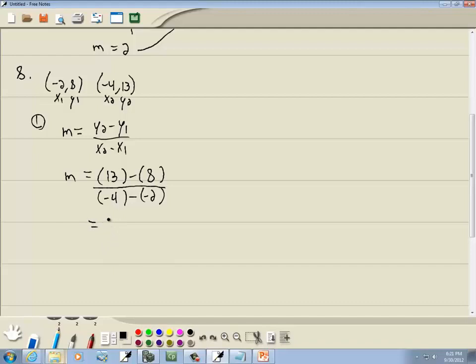Well, up on top, 13 minus 8 gives us 5. And down below, we got negative 4 and then a minus, parentheses, minus. That becomes a plus. So this is negative 4 plus 2. Negative 4 plus 2 gives us negative 2. So that's m.